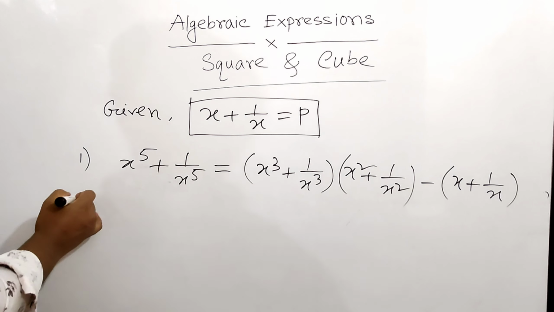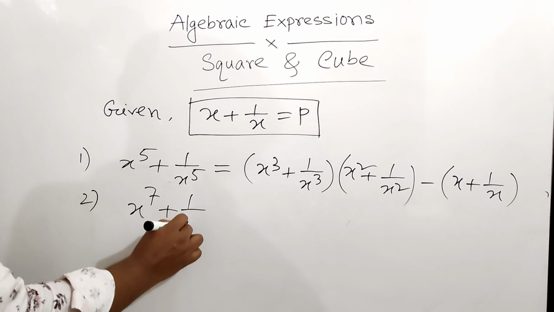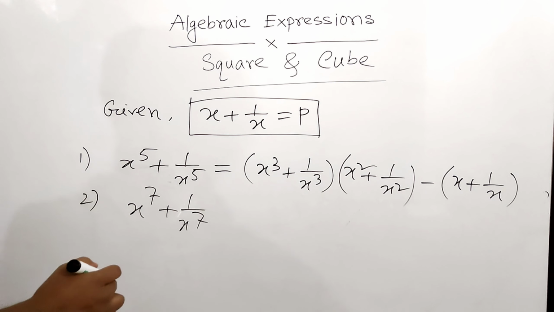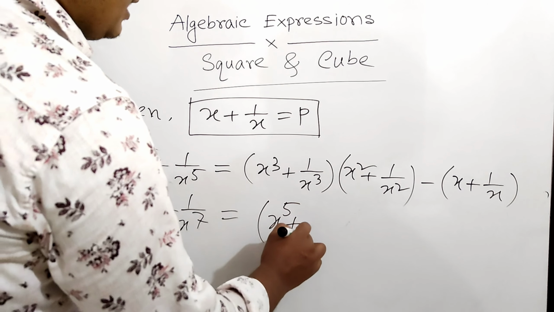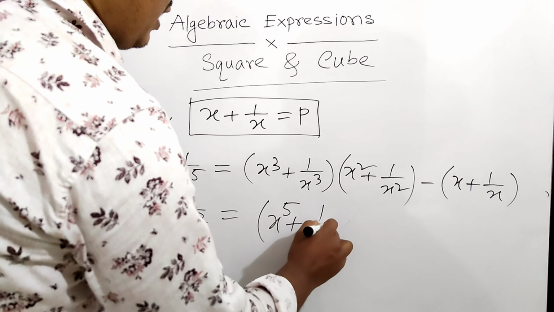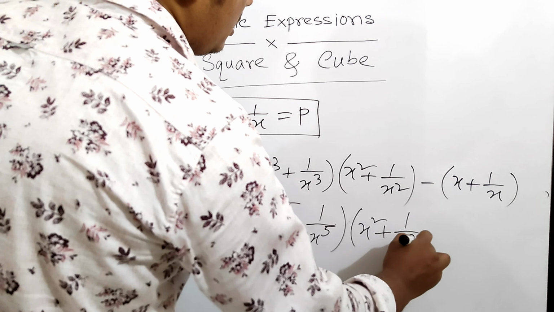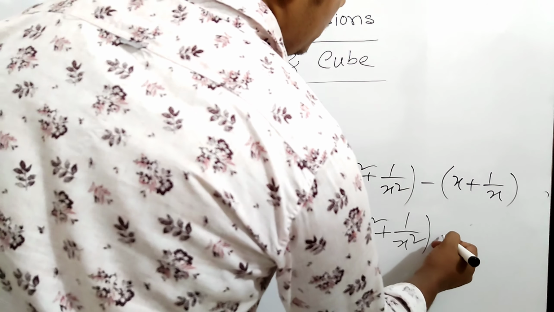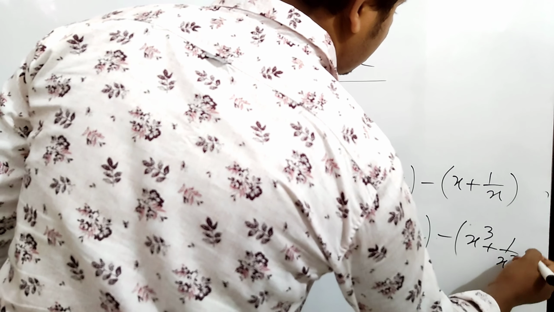Now it could be x to the power 7 plus 1 by x to the power 7. How can you solve this? In that case, the same thing: you can write it as 1 by x to the power 5 multiplied by x square plus 1 by x square, minus x cube plus 1 by x cube.